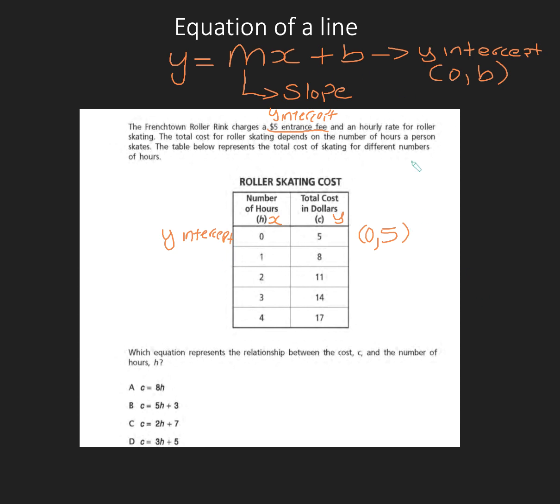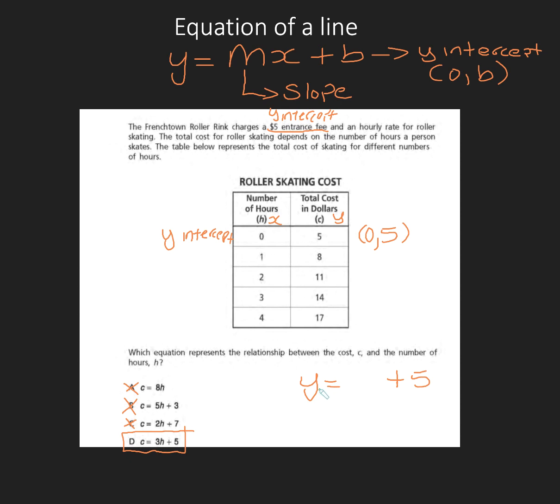Remember, the equation of the line is y equals mx plus b. So our equation is going to have a plus 5. If I look through my answers, the first one says C equals 8H. There's no plus 5, so that's eliminated. This says C equals 5H plus 3. That 3 is not your y-intercept, so that can be eliminated. Over here, this has a plus 7 as the y-intercept, so you can eliminate it, and there's your answer. So I found my answer without even finding the slope.